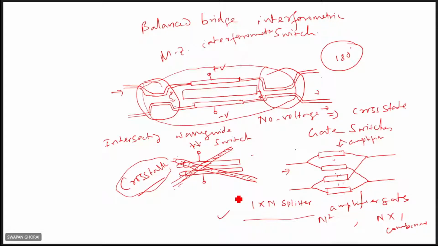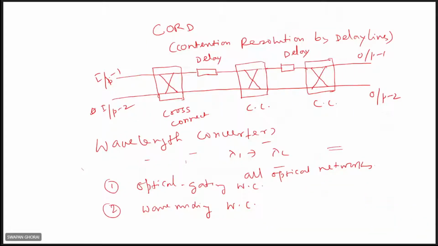In packet switching, one example is contention resolution by delay lines. When you consider packet switching, even in electronic packet switching, a problem is that there can be collision of the packets. Suppose two packets are supposed to be delivered to a common output port; then there can be collisions or contentions. That problem can be avoided in the electronic domain by using buffers.